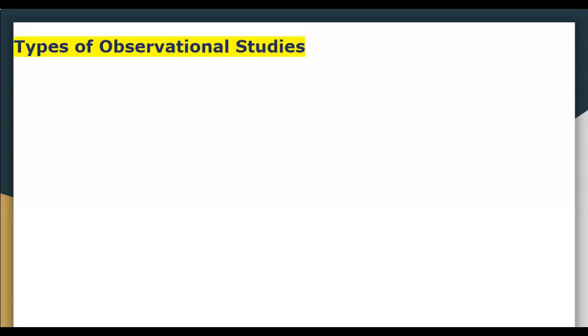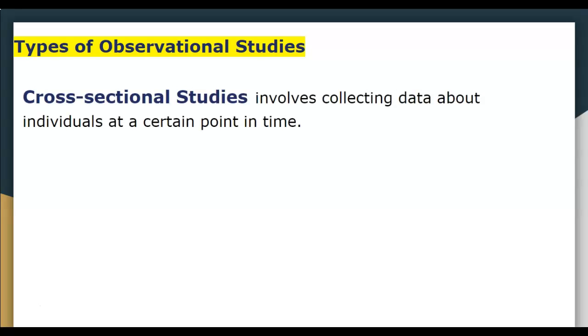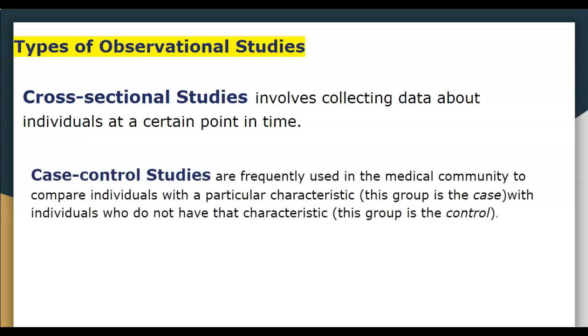Now let's talk about types of observational studies. First is the cross-sectional study. It involves collecting data about individuals at a certain point in time. So this is basically a survey. This is where you collect data just at a certain point in time. The next one is case control studies. These are frequently used in the medical community to compare individuals with a particular characteristic. This group is the case, and then the individuals who do not have that characteristic are the control.